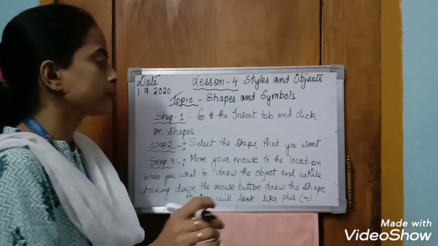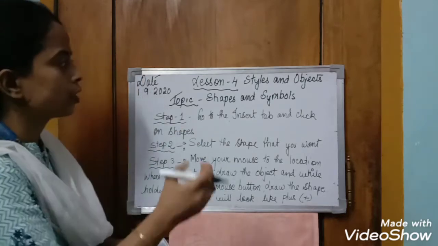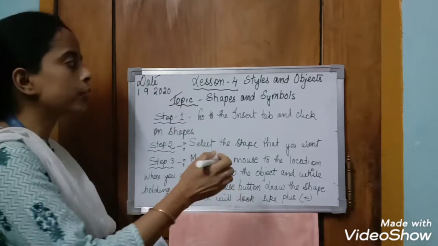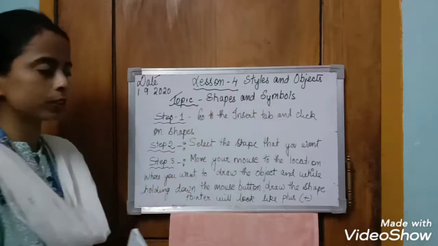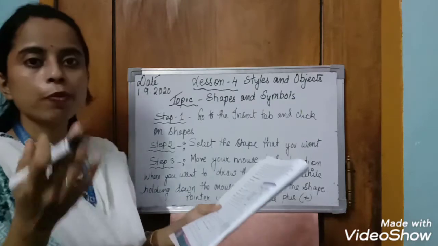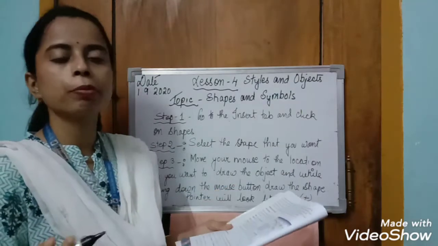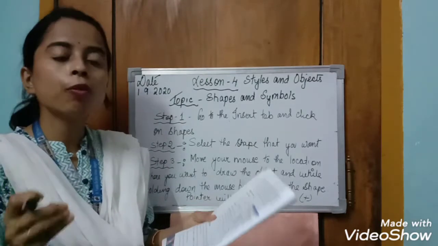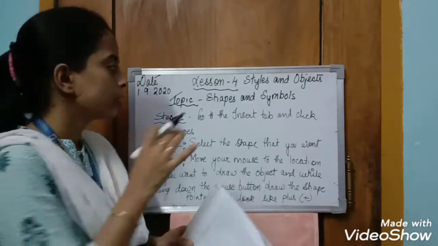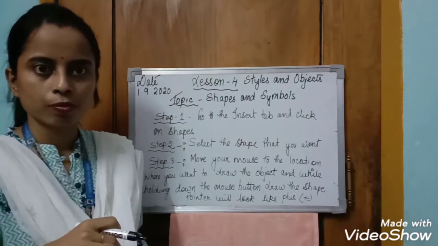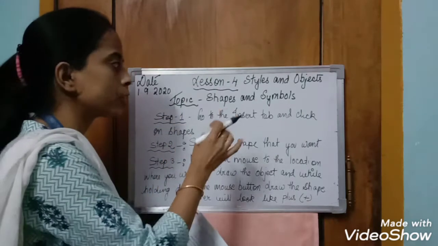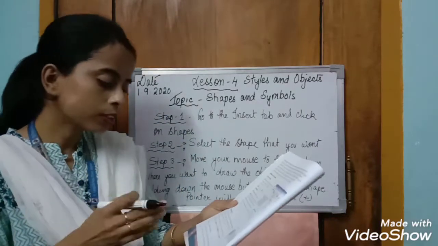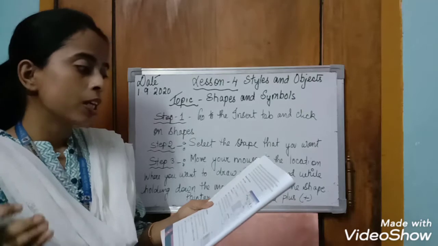Right? Now in Word we can give different styles and objects also. The first one is about shapes and symbols. So everyone please refer to your book, page number 30. Shapes and symbols. How you will insert a shape in Microsoft Word, and how you insert symbols in Microsoft Word. So here you just go to page number 30.